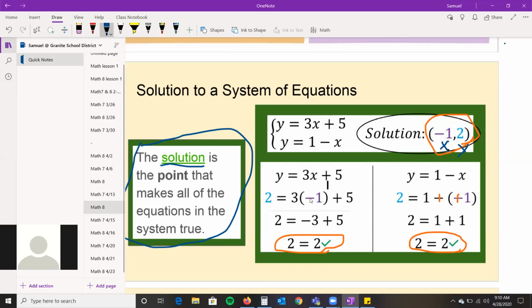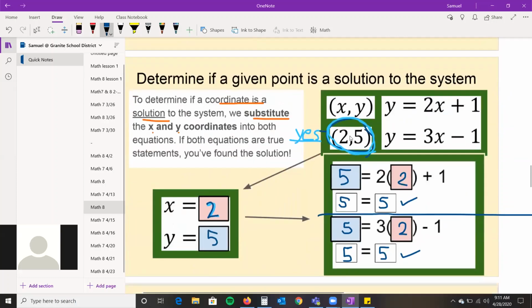Like this one, 3 times -1 is -3, plus 5 is 2. The 2 over here has nothing being done to it, so it's just 2 equals 2. Check mark, it's a true statement. Over here, plug in the same things. 1 minus -1 is the same as 1 plus 1, so that's 2. And 2 equals 2 again. True statements all around, so this is in fact the solution to this system of equations.